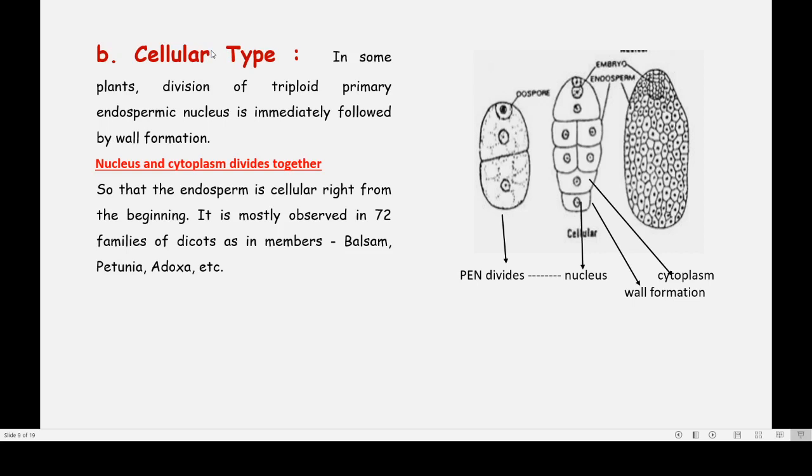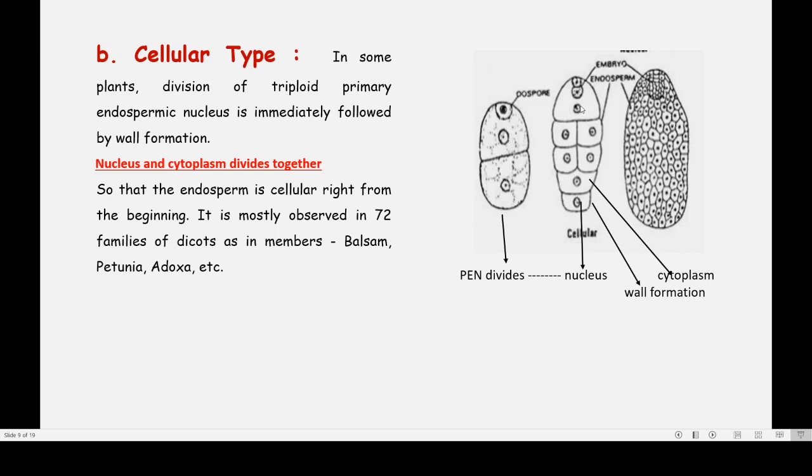In cellular type, what happens is the PEN nucleus divides into two daughter cells. That means here you will find that two cells are formed. That means the cytoplasm has divided, division of cytoplasm has taken place. So here, with the nuclear division, cytoplasmic division is also occurring. That means karyokinesis and cytokinesis both are occurring simultaneously.